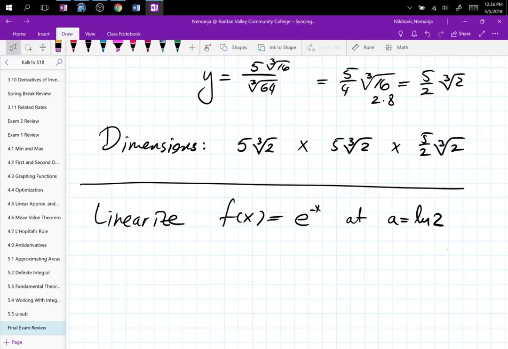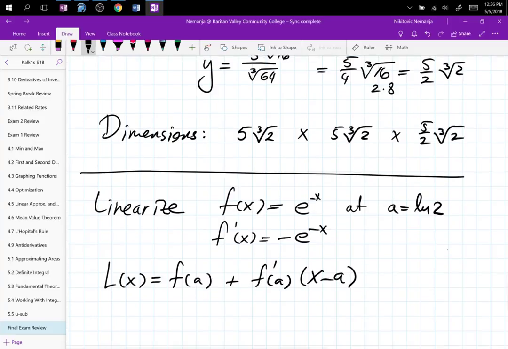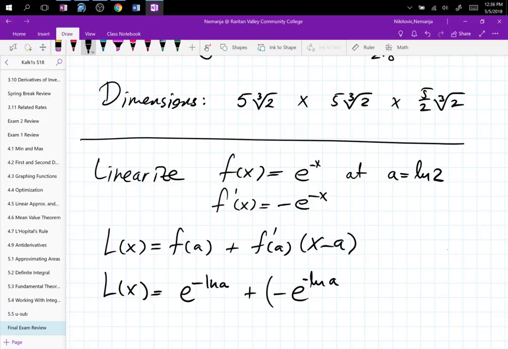But anyway, we are going to find the derivative, and that's negative e to the negative x. Now, linearization formula, you can do the tangent line, is f of a plus f prime of a times x minus a. Now, your a is ln 2. So let's go. L of x is equal to function computed at a, that's e to the negative ln a, plus the derivative computed at this. So this is negative e to the negative ln a, times x minus ln 2.